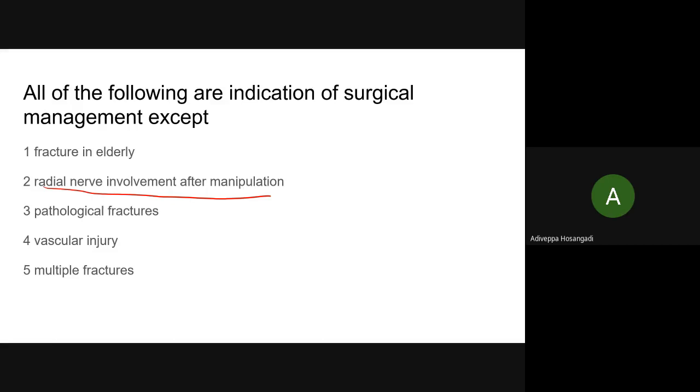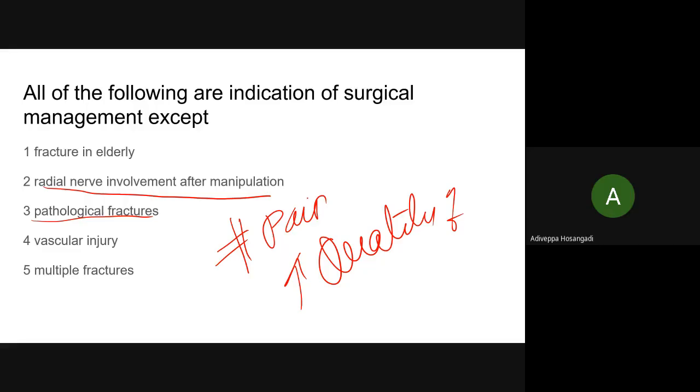Just for completion, I've mentioned that a pathological fracture you invariably have to fix. Pathological fractures in tumor sessions I have taken earlier. So it can be multiple myeloma, or it can be mets. Why do you fix a pathological fracture? It is to reduce the fracture pain and to improve the quality of life of the patient.